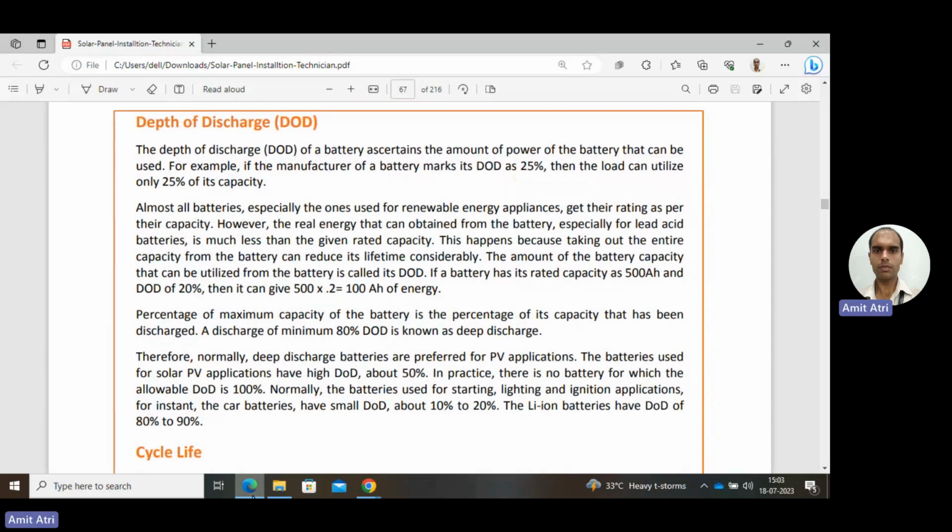Almost all batteries, in the case of renewable energy appliances, get a rating as per their capacity. However, the real energy that can be obtained from the battery, more specifically for a lead acid battery, is much less than the given rated capacity. Because if all of the charge energy is taken from the battery, then its life will be reduced.